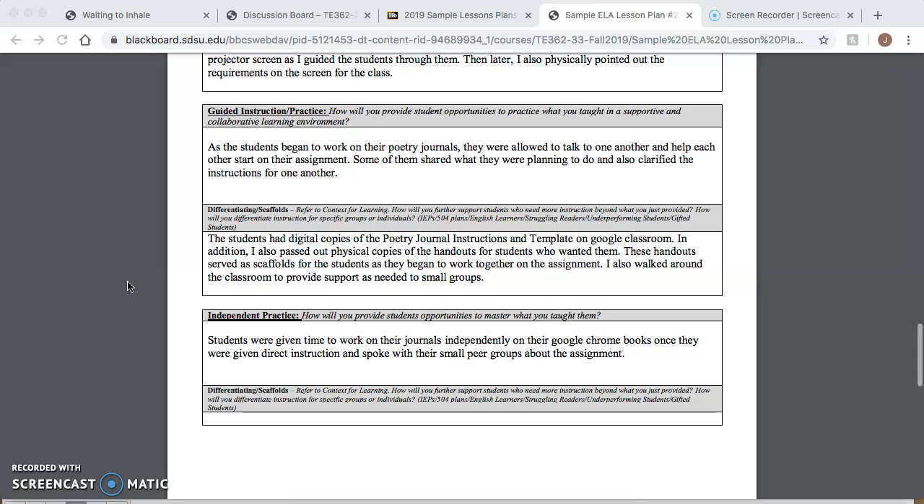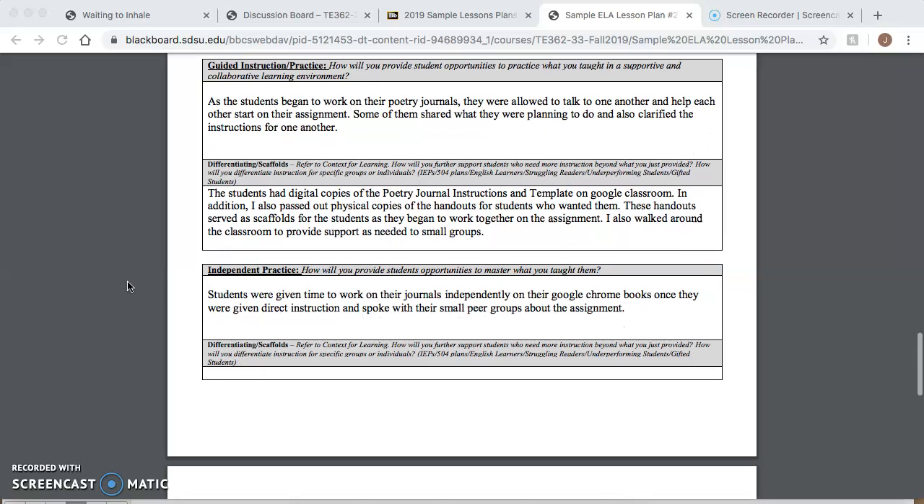And that goes more into the guided instruction practice. And so how you provide students opportunities to practice what you taught. A lot of this will be group discussions, which are very helpful. Or, for example, in this example, they're using poetry journals, which is a very strong tool to help students develop their own thoughts and also practice their skills with writing and develop that as well.